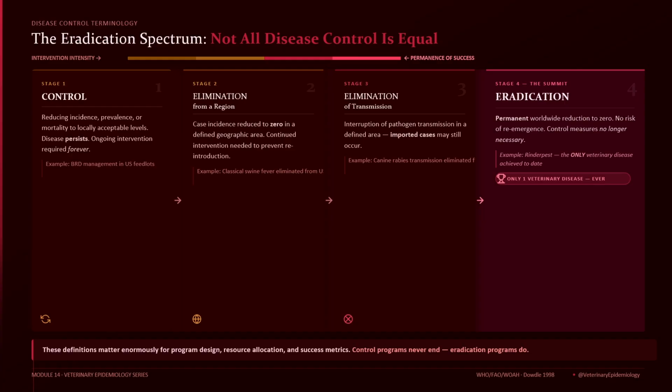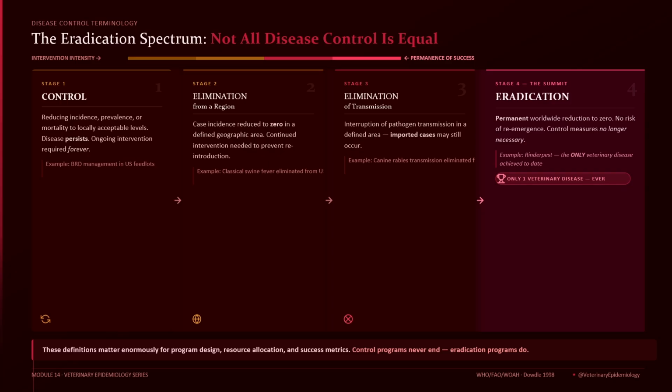Let's nail down the vocabulary because these 3 terms are used interchangeably in casual conversation. But in epidemiology, they have very precise, very specific meanings, and the examiners know that and they will test it. Disease control means the reduction of disease incidence, prevalence, morbidity, or mortality to an acceptable level. Notice what that definition does not say. It doesn't say 0. It says acceptable.